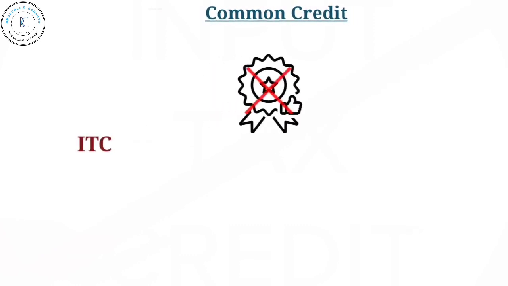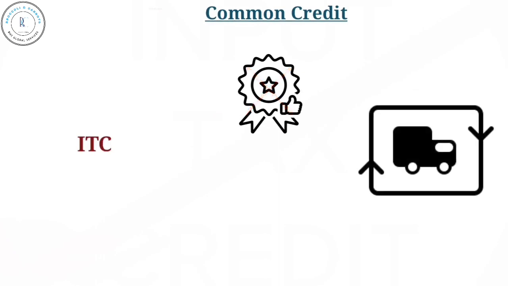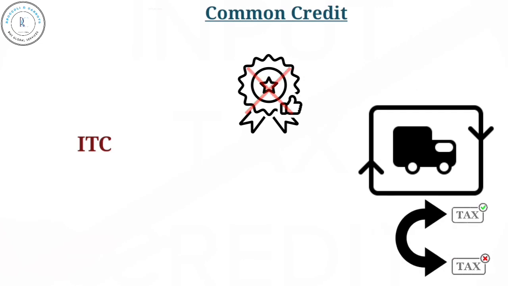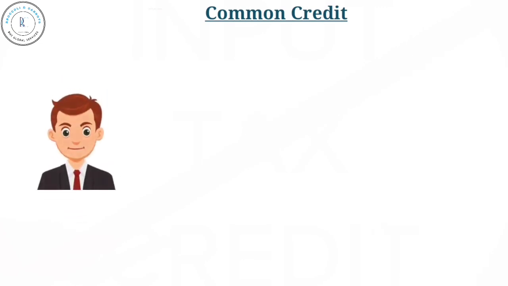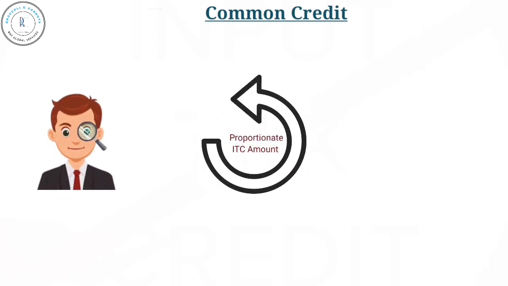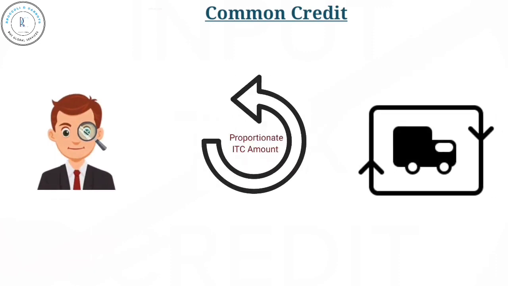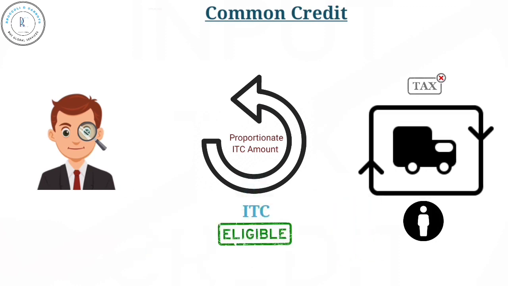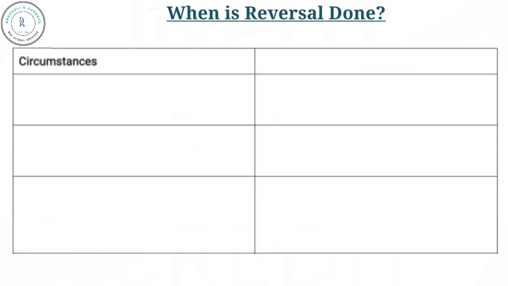Common credit. ITC amount that cannot be attributable to a specific supply, but is used for partly making both taxable and non-taxable supplies, or supplies used for personal consumption. Taxpayer must identify and reverse the proportionate ITC amount to the extent of supplies that are non-taxable or used for personal consumption. The remaining ITC left is eligible for claim. When is reversal done? Circumstances. When is ITC reversal required?